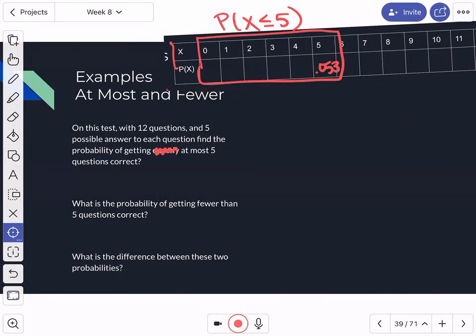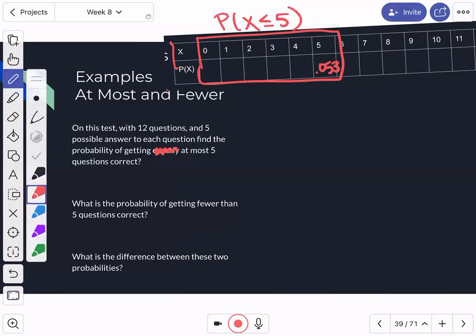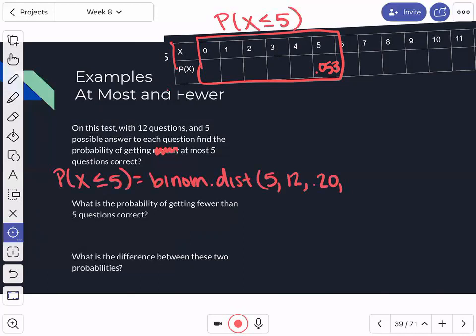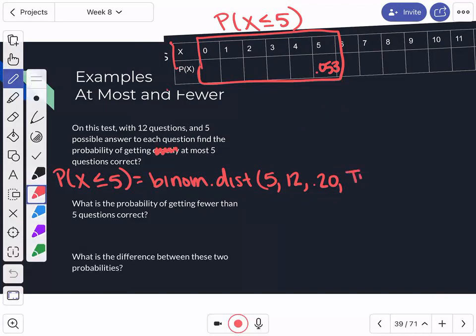I don't want to do that the entire time. There's a much quicker way to do this then. So the probability that X is less than or equal to 5 is actually equal to binom.dist, 5, 12, 0.2, right? So this time I'm doing the number of successes I want to stop at. I want to stop at 5 successes here. 12 questions, 20% chance of success. The last part that I'm going to change it to true.